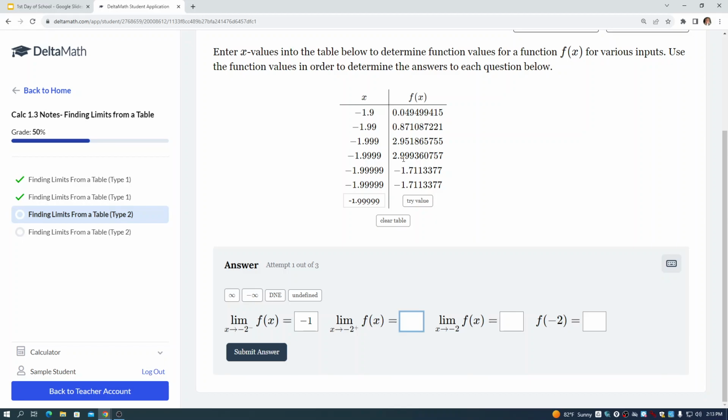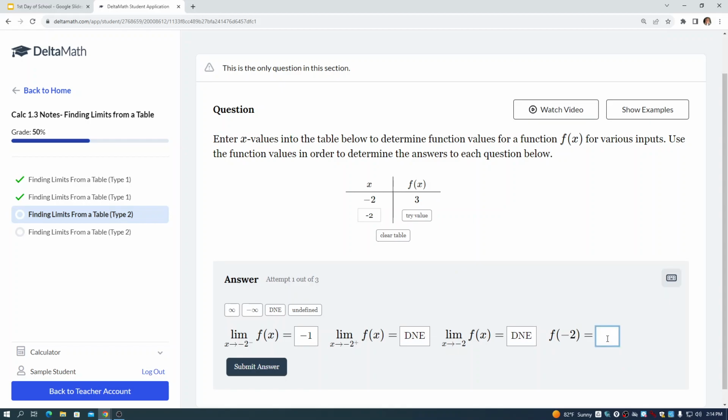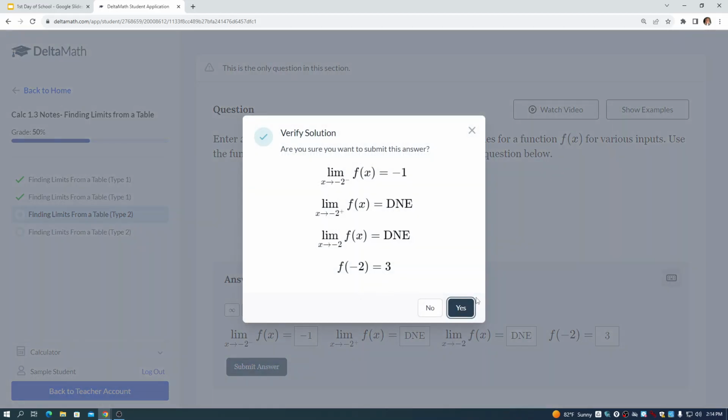So if you ever see it going from big to small and then back to big, or vice versa, that's going to be a does not exist. And if one of the limits does not exist, then the general limit definitely can't exist. And then we just need to try our -2. And that just is 3. So it's a very weird function.